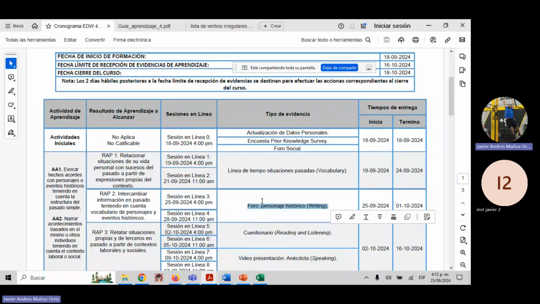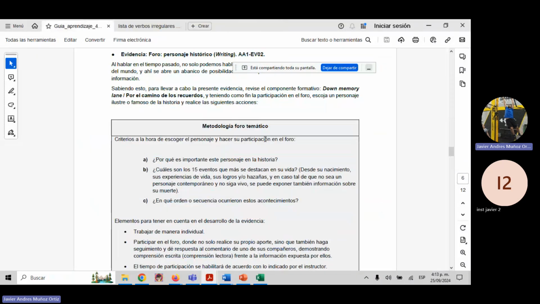This is in the forum. So we're having two sessions, the 25th and the 28th, I mean today and the 28th, to develop this activity. So according to the learning guide, to develop this activity, we need to know this.